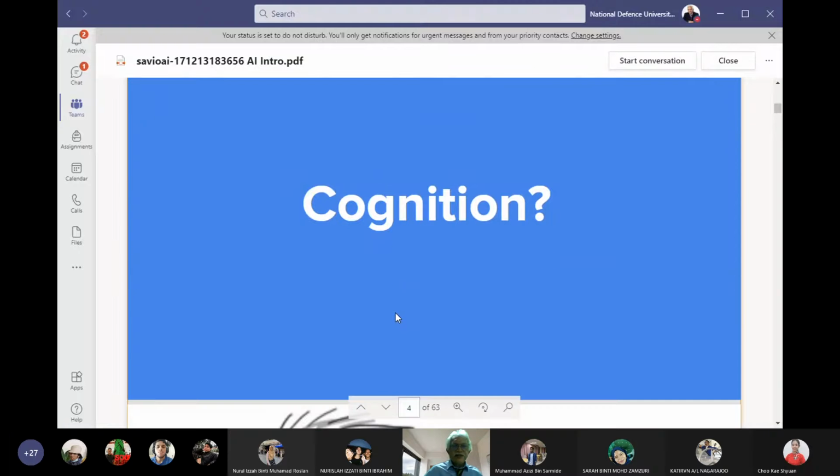Something about cognition. If you go to Google and search what is cognition, let me try here. Cognition, the meaning of cognition. One definition says cognition is the mental action or process of acquiring knowledge and understanding through thought, experience, and senses. That is quite a good definition of cognition. Let me cut and paste over there, and go back to your slide.